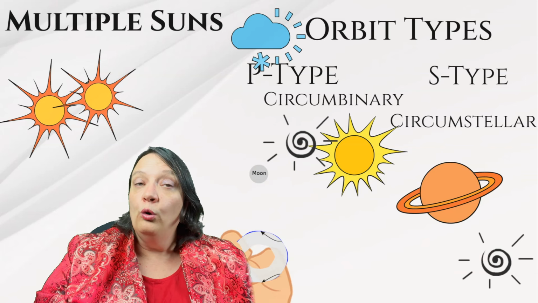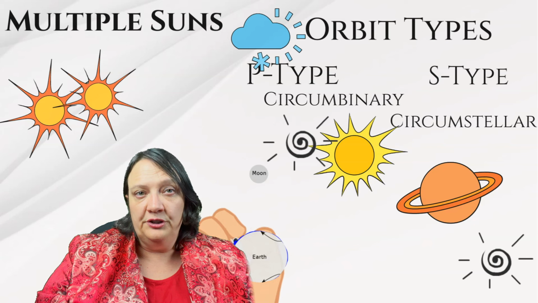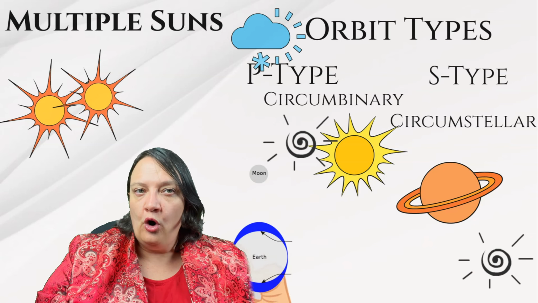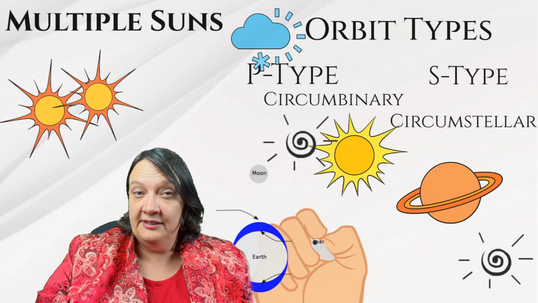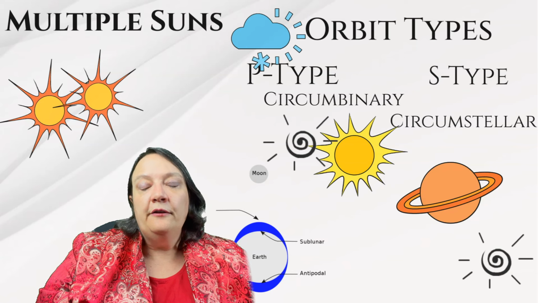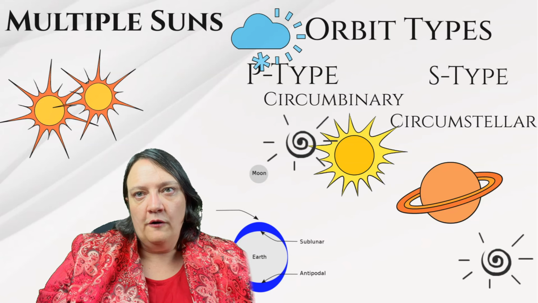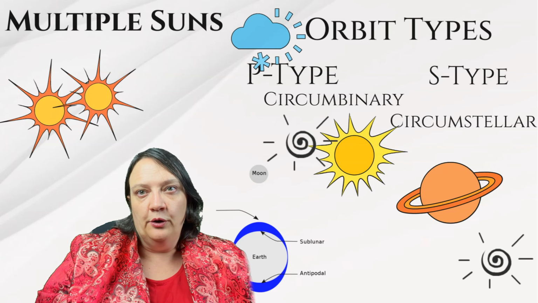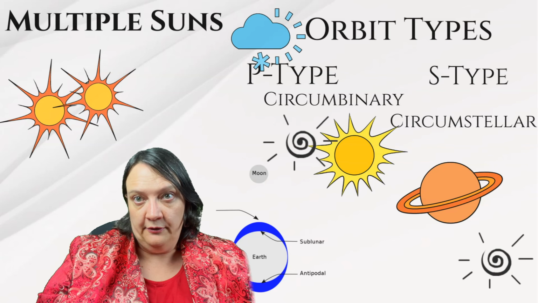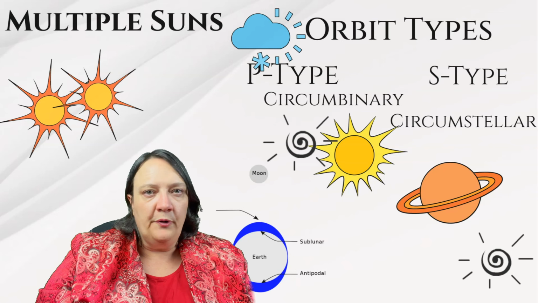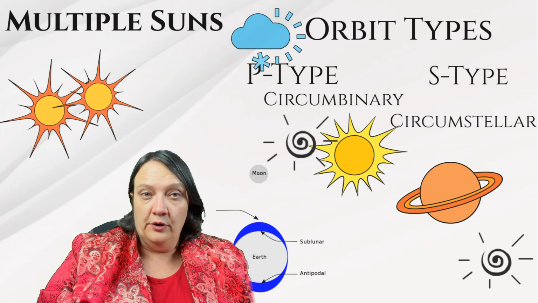Tidal forces on a planet in an S-type orbit can also be influenced by the secondary star. Although the primary star will have the greatest effect on the planet's tides, the secondary star can still exert its gravitational pull, leading to more complex tidal patterns and potentially stronger tides during certain periods. And for more on the impact of celestial bodies on tides, do check out my video on multiple moons in the information card.